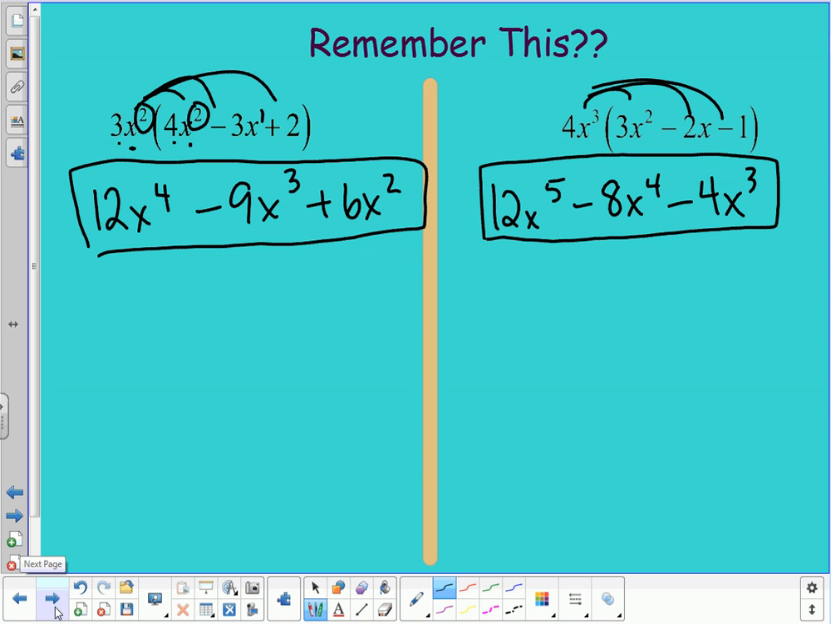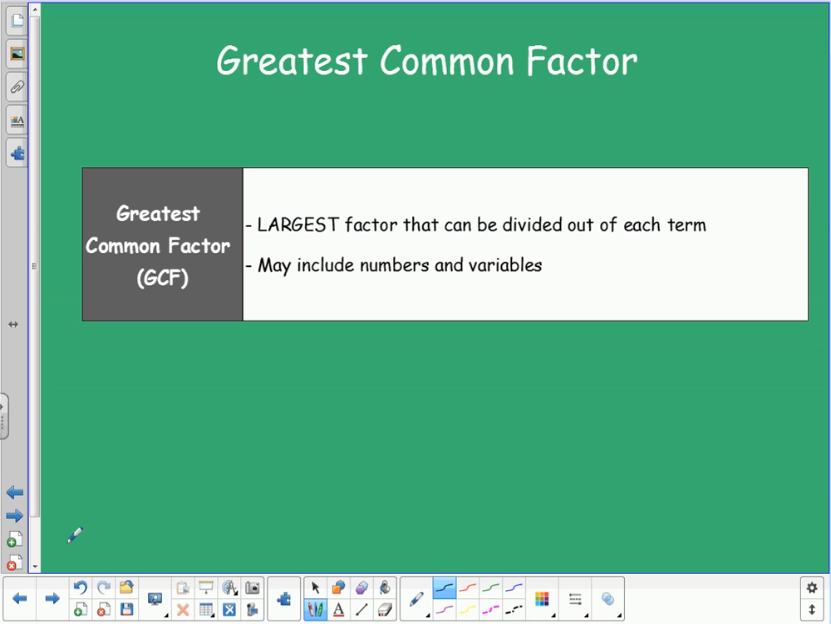Now, we are going to talk about actually factoring these things, and factoring is actually kind of undoing the multiplication. It's undoing what we did a lot in Unit 3. The first type of factoring that we want to look at is just taking out the GCF. Hopefully you've heard the phrase GCF before, or the acronym. It stands for greatest common factor. The greatest common factor is the largest factor that can be divided out of each term. And the greatest common factor may have numbers and variables within it.